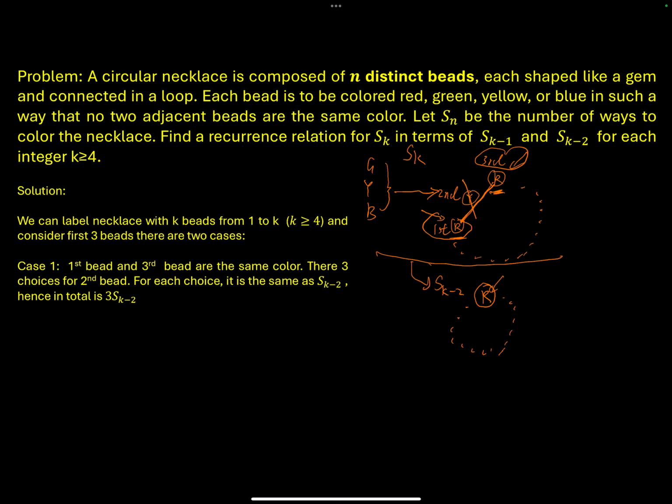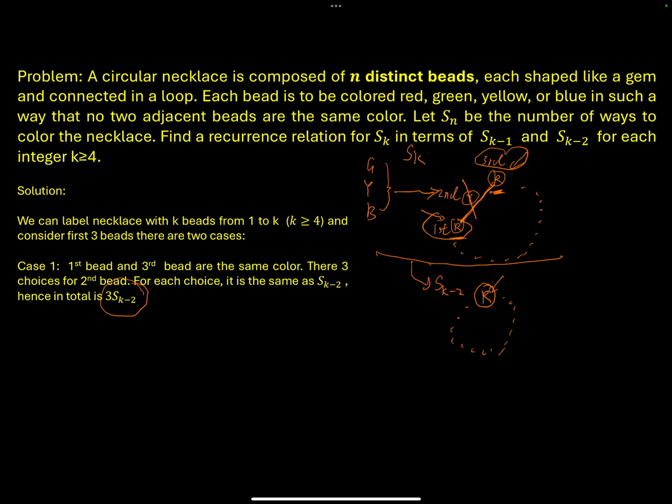So long as the first bean and third bean are the same, we can combine them together by removing the second bean. Hence, in total for this case, we have 3 times Sk minus 2. The 3 represents the 3 possible colors of the second bean, so long as it's not the same as the first and third bean. And Sk minus 2 arises because the first and third beans are the same color, so we can combine them. So this is the first case.